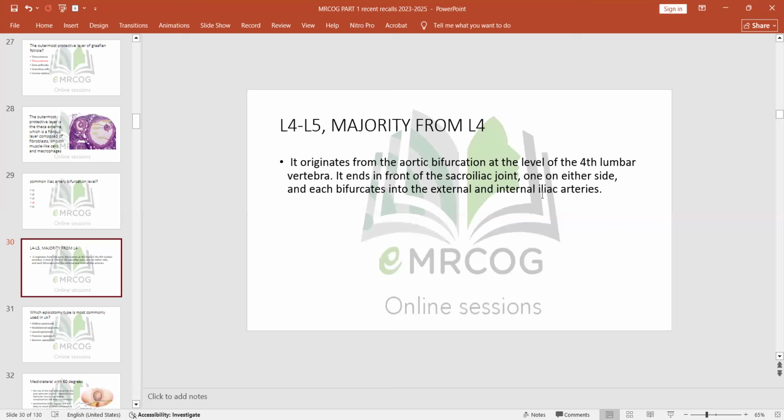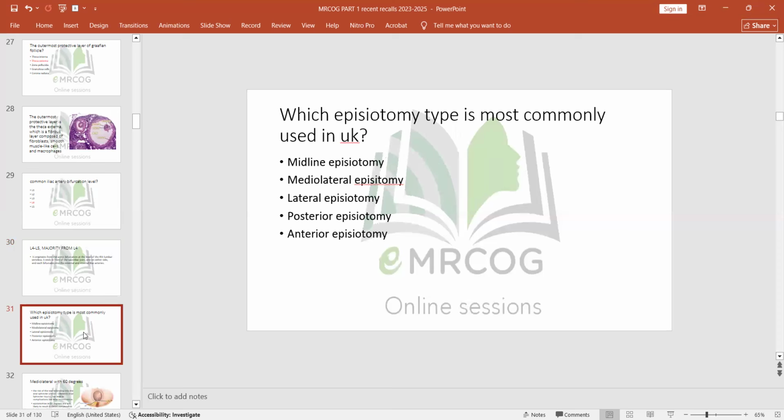If this woman is going to have PCA, if this woman is going for operation, for an ovarian cyst or whatever, this is why it is related to your practice. Everything, by the way, is related to your practice, but very few examples of questions. Very, very few. Which episiotomy type is most commonly used in UK?